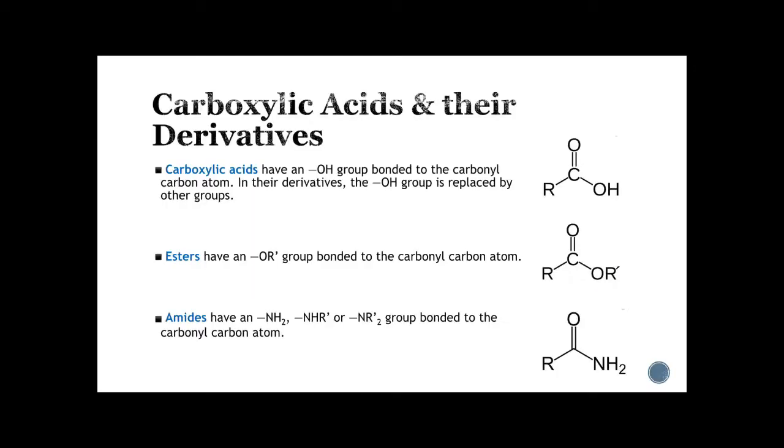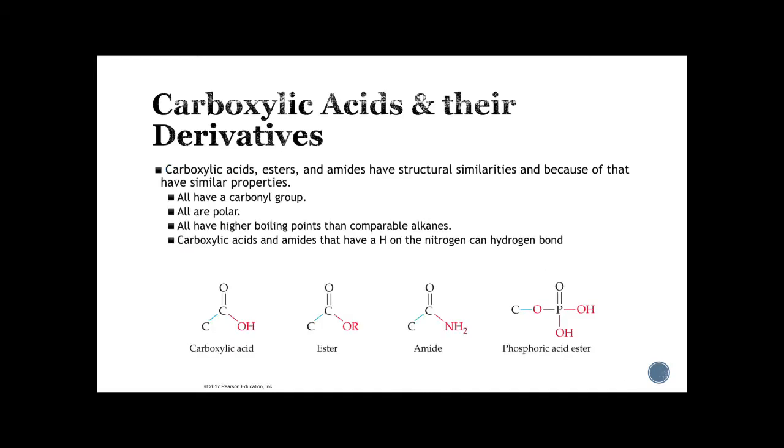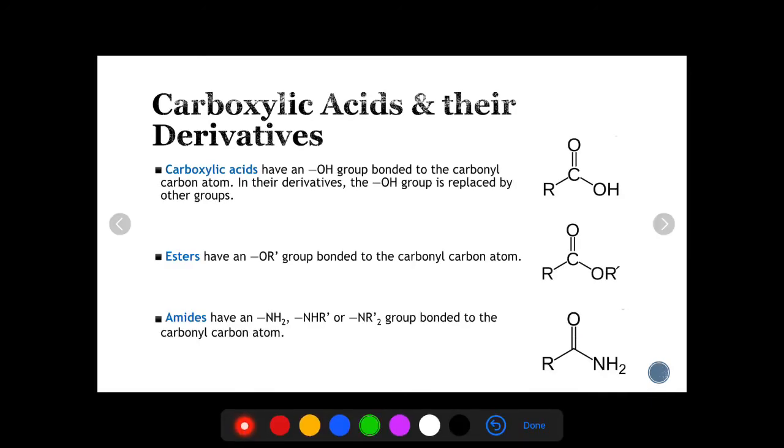In this chapter, we're going to be looking at the next functional group, which is carboxylic acids and their derivatives. So really, we're going to be looking at carboxylic acids, esters, and amides. A carboxylic acid has a carbonyl group with an OH, a hydroxyl, attached to it, and then the R group on the carbon. So this right here is called the carboxyl group.